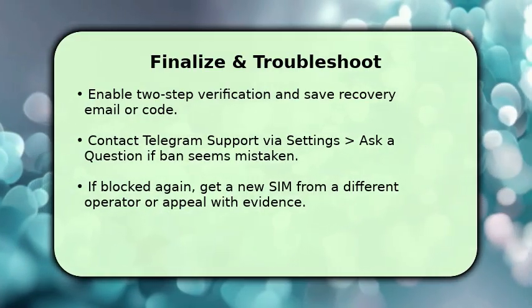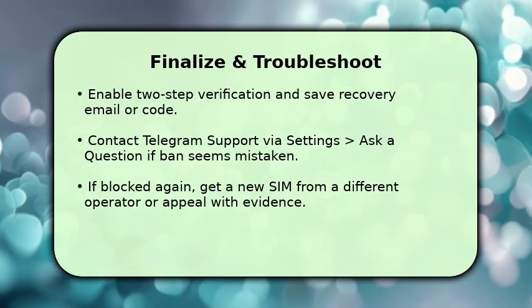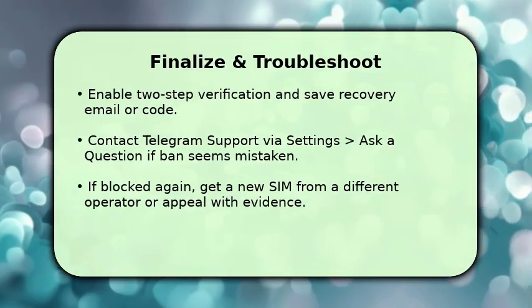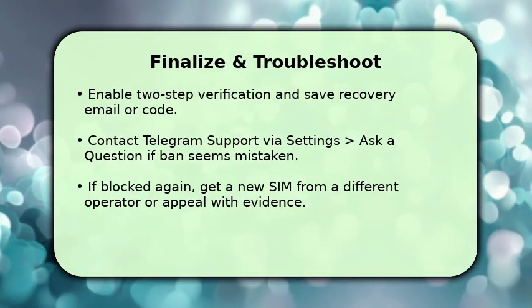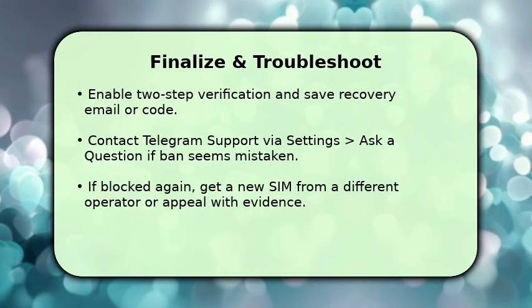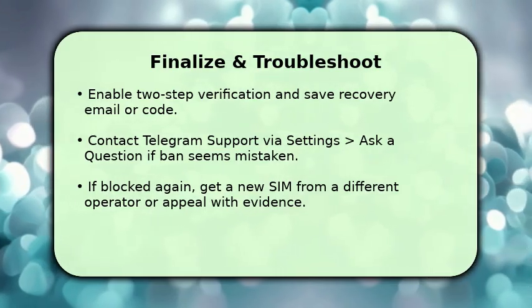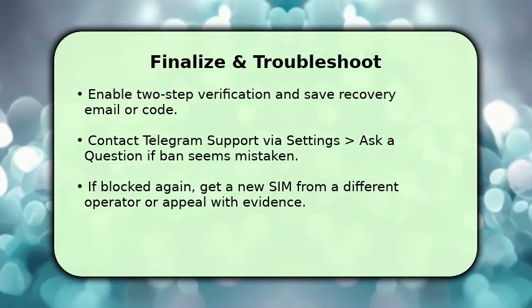If the ban was unjustified, use settings help ask a question to contact Telegram support with a concise explanation and any proof. If you get blocked again, switch to a different operator's SIM or appeal with screenshots. This practical path resolves most bans and explains what to try if things go wrong.